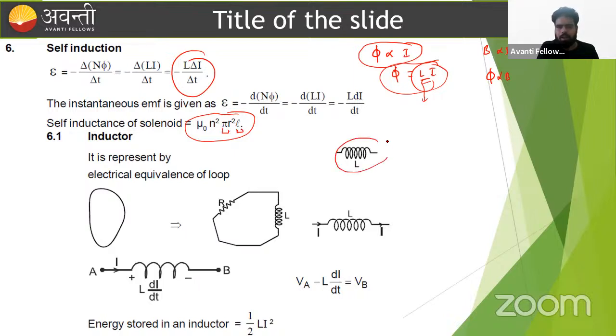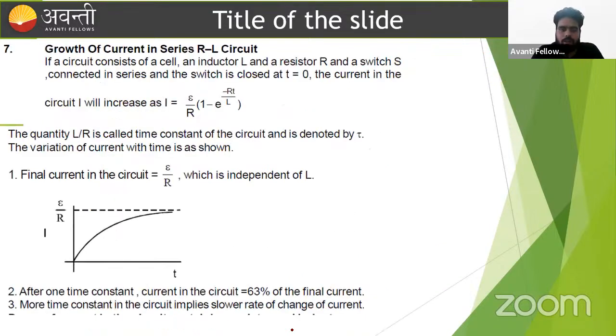An inductor is represented in this way, and if current increases here, di upon dt is the rate of change of current. So we can say there is a similar property to resistance. If current is flowing in this direction, this point is A, this point is B, here the similar property applies. What is the energy stored? Like a capacitor, half CV square, here the energy stored is half Li square.